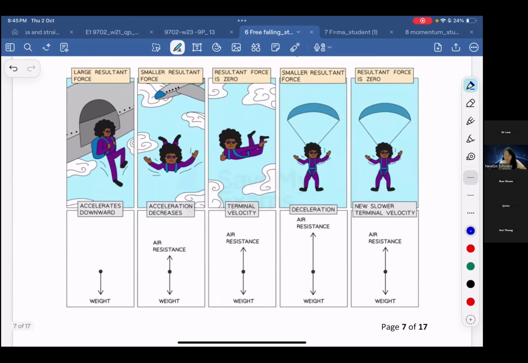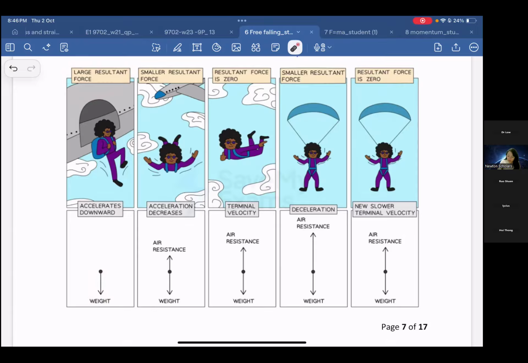This one is very important, actually all the points here. At the start, we only have weight. The object will accelerate fully at 9.8 meters per second squared. The resultant force is very big because it is only weight. This is the only resultant force.